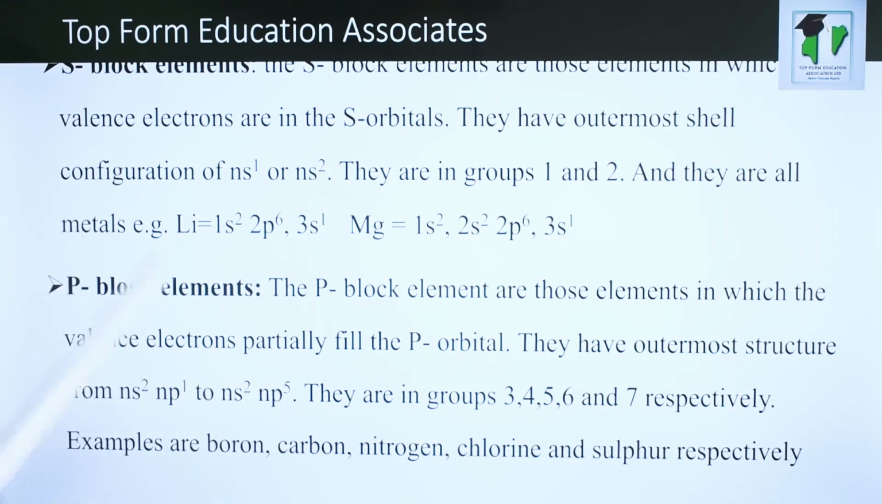Then the P block elements. The P block elements are those elements in which the valence electrons partially fill the p orbital. They have outermost structure from ns2, np1 to ns2, np5. They are in groups 3, 4, 5, 6, and 7 respectively. Examples are boron, carbon, nitrogen, chlorine, and sulfur respectively.